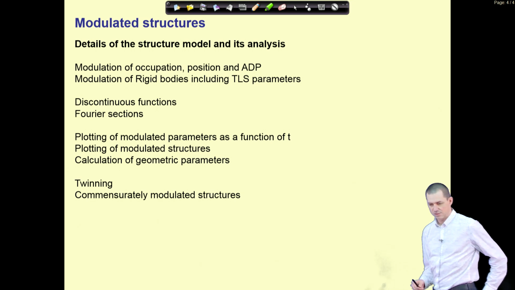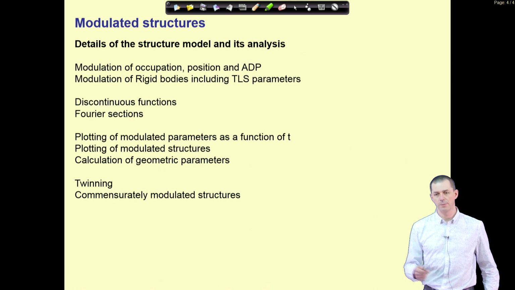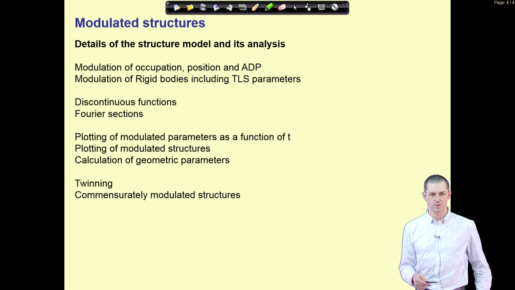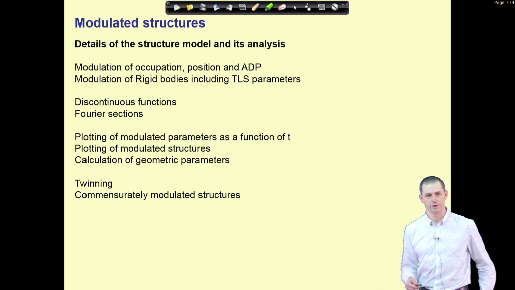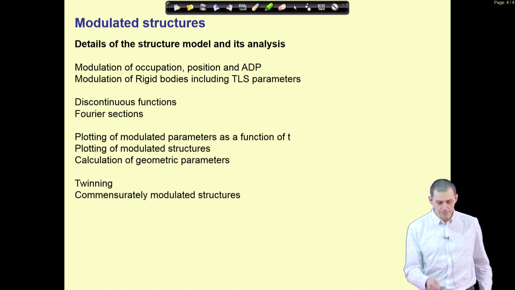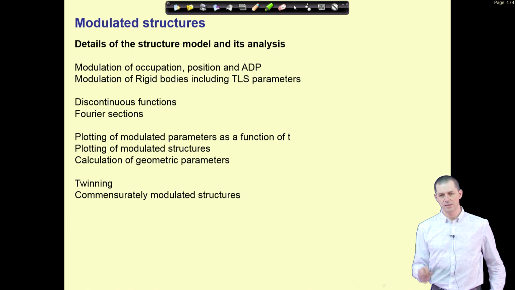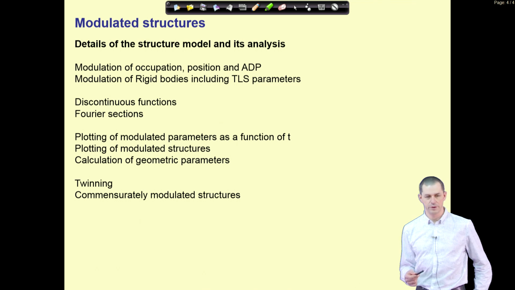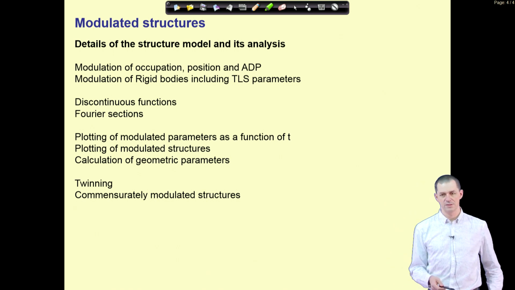I told you at the beginning that the main highlight of Jana is its ability to refine modulated structures. We will not do that in this workshop, but we'll have a lecture on modulated structures on the last day of the workshop. But if you encounter modulated structures or want to know something more about it, of course I'll be more than happy to discuss that later or anytime you want. But Jana is nowadays, I can say, the only program that's really actively being used for the description of incommensurately and commensurately modulated structures. So it is the reference software for this kind of structures.